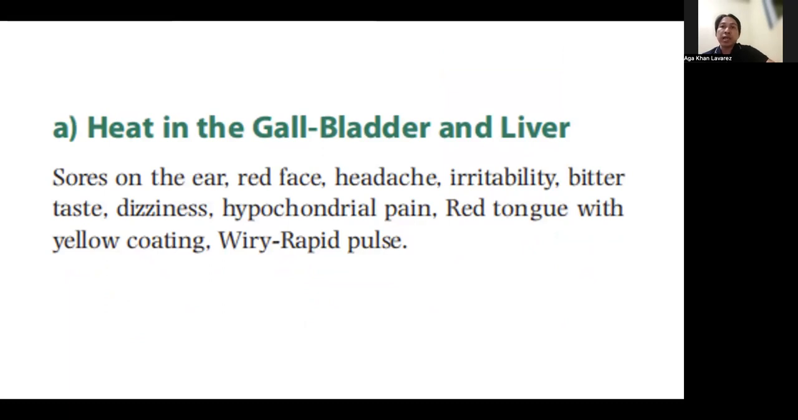Sores on the ear, red face, headache, irritability, bitter taste, dizziness, hypochondrial pain, red tongue with yellow coating, and the pulse is wiry, rapid.